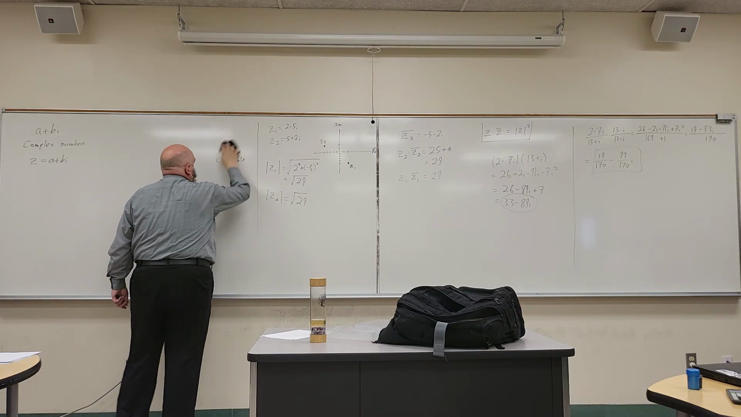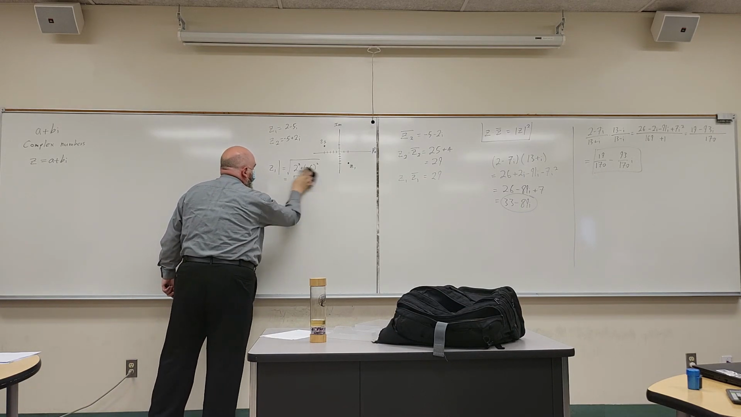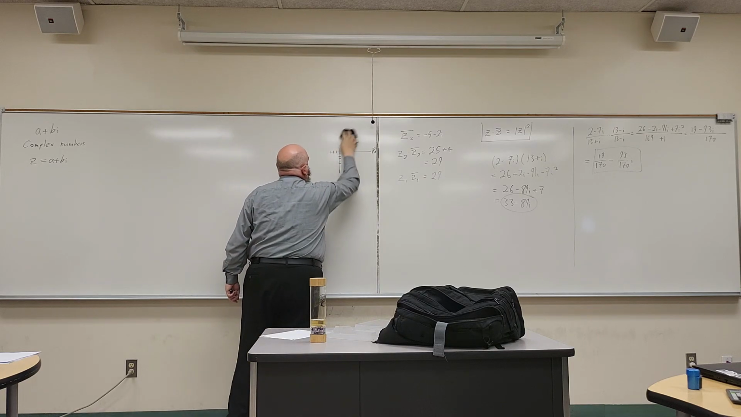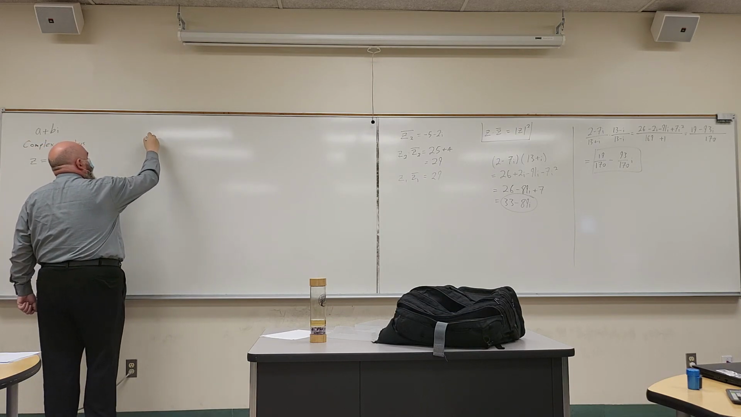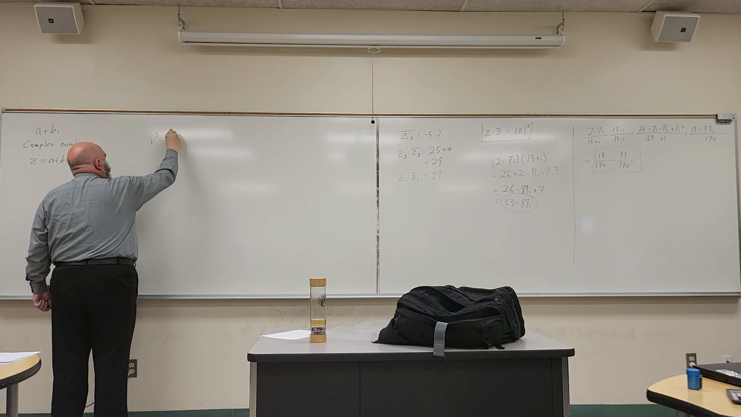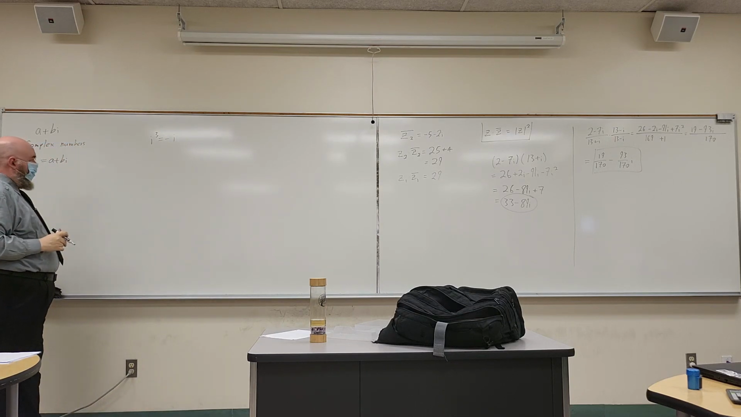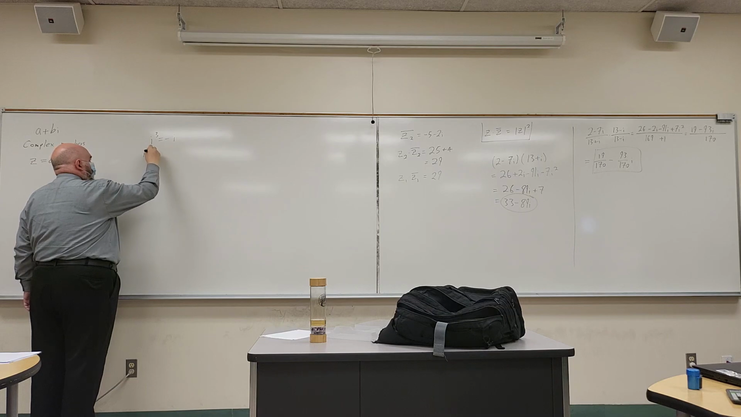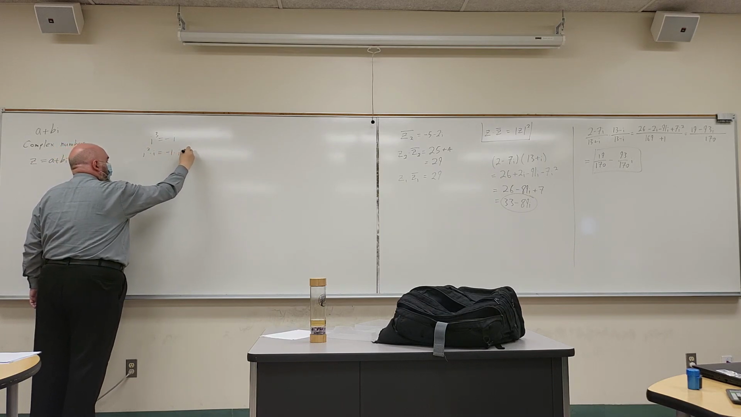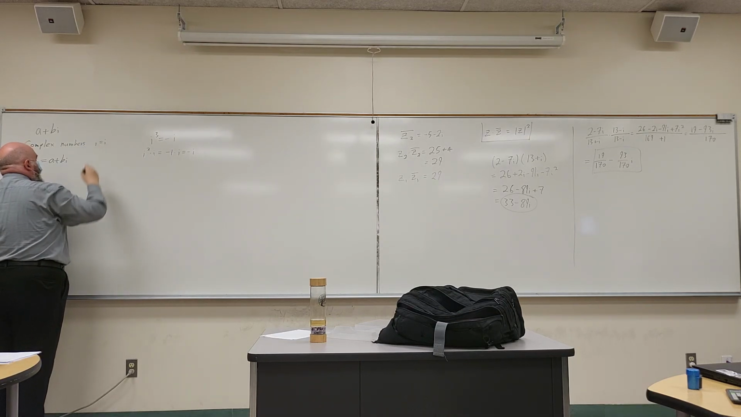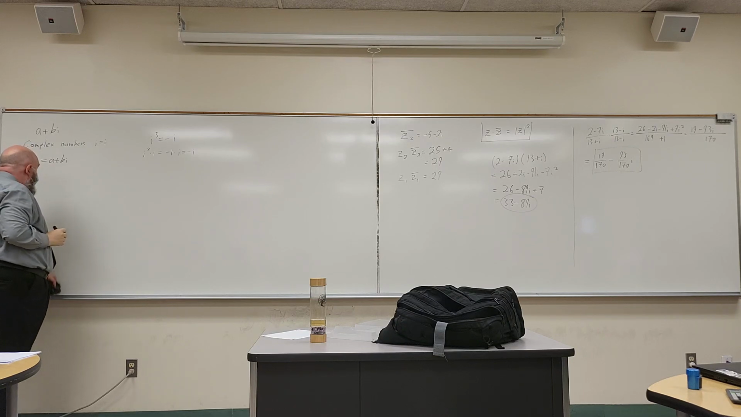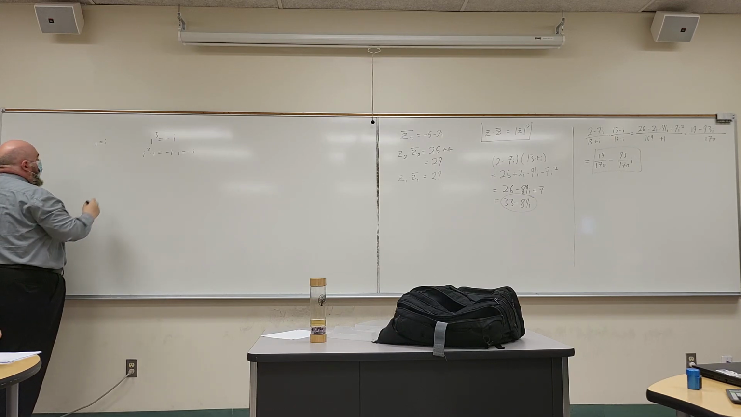Now, to Art's question. i squared is negative 1. What's i cubed? Negative i. That's correct. How do you figure? I just multiply i squared by i. Negative 1 times the square root of negative 1. So i cubed is negative i. i is, of course, i. i squared is negative 1.